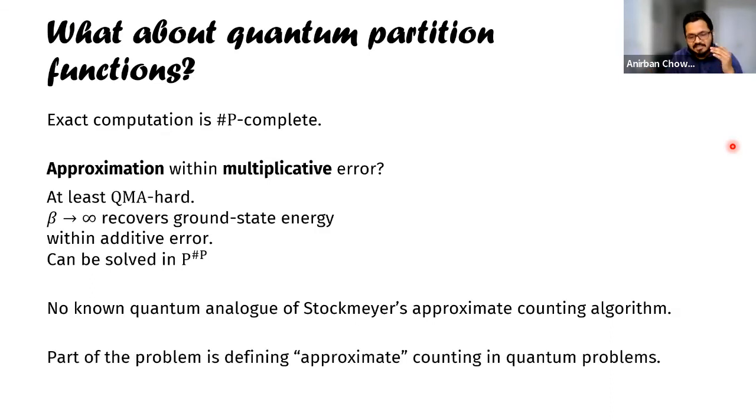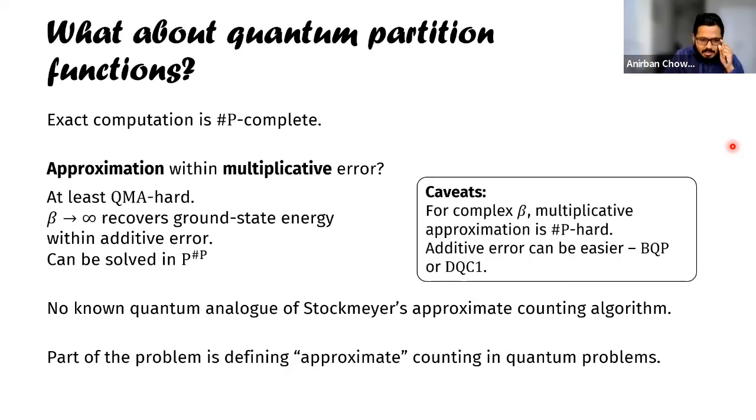In some sense, even defining a suitable notion of approximate counting for quantum systems is somewhat tricky, because one way to see it is that quantum states can be continuous, because they have complex amplitudes. And there are some caveats here: if we are thinking only of real temperatures. If we allow complex beta and other kinds of error approximations, the problem can be somewhat different, but we won't go there.